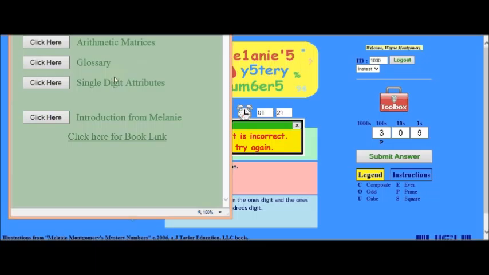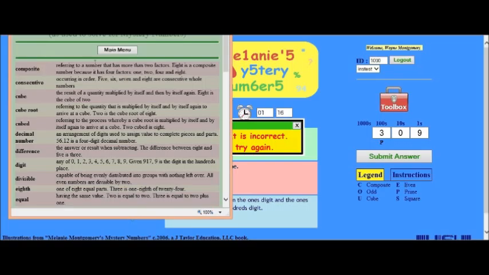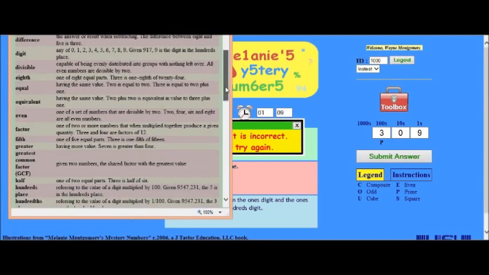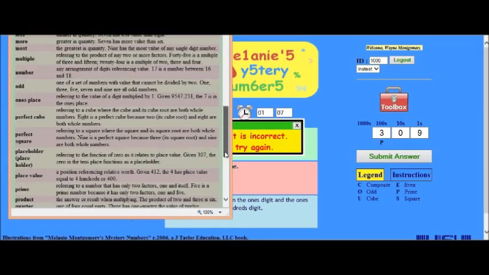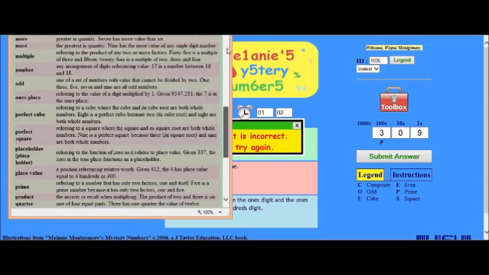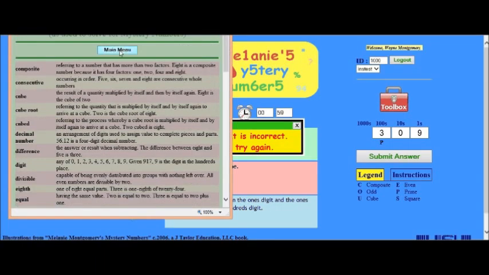attributes. Second thing that's used in the clues, of course, is mathematical terms. And here, alphabetically, we have listed all the possible mathematical terms that could be used in the generation of the clues, so that if a student is unsure when he's reading the clue, he can go here and check to see what the meaning of that particular term is. For example, cube root, referring to the quantity that is multiplied by itself and by itself again to arrive at a cube. And an example here is 2 is the cube root of 8.